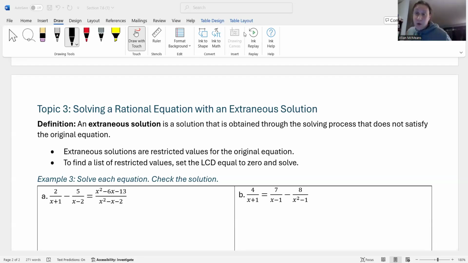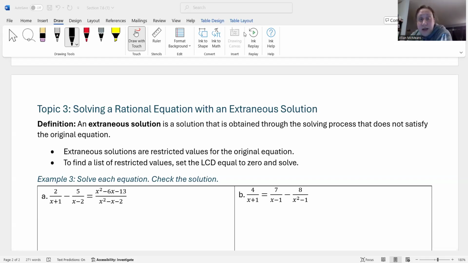Okay, for topic 3, we're going to talk about solving rational equations again. We already know the basics, but this time we need to introduce this idea of an extraneous solution. So we're going to solve rational equations that have extraneous solutions. So first, let's just talk about what an extraneous solution is. Then we'll get into the nuts and bolts of why and how this is going to happen for us.